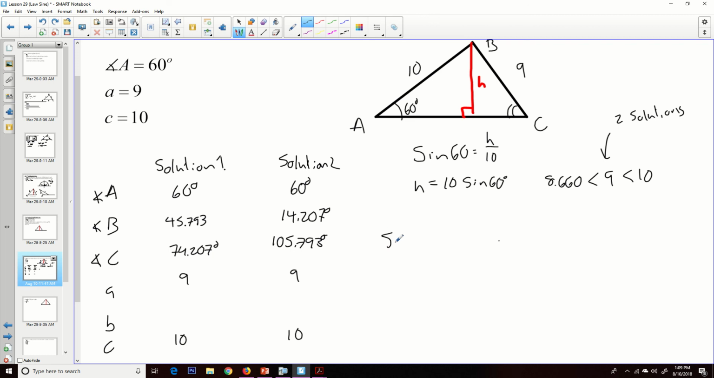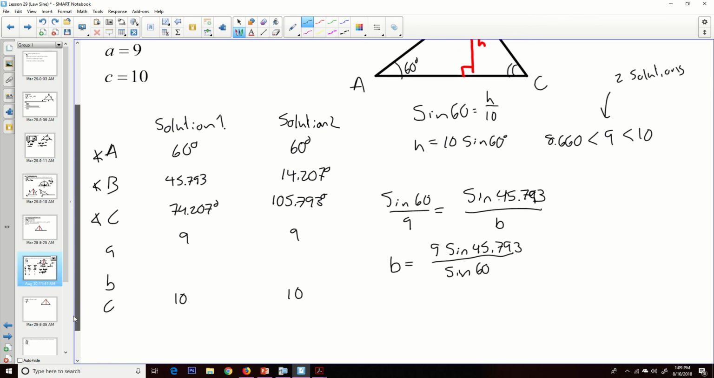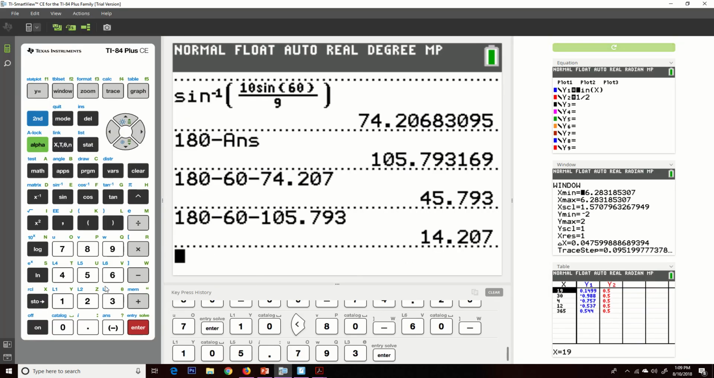And I'm going to say that the sine of 60 over 9 is going to equal, and we're solving for little b, so I'm going to use the first solution there, the sine of 45.793 over little b. And cross multiply and divide, I get b equals 9 sine 45.793, all over the sine of 60. Alright, so we go to our graphing calculator, we plug that in.